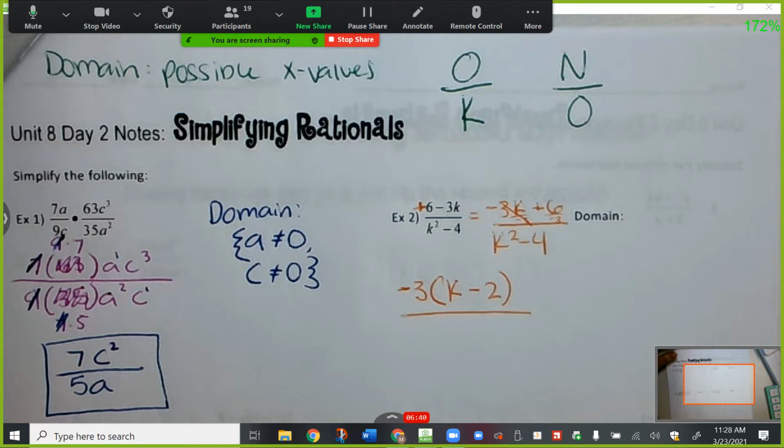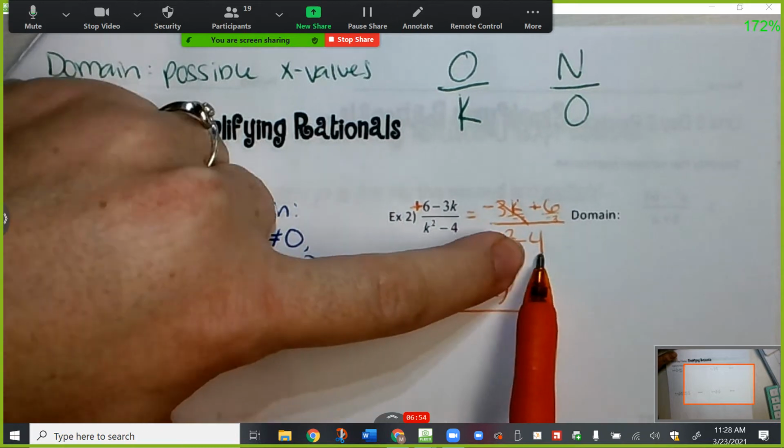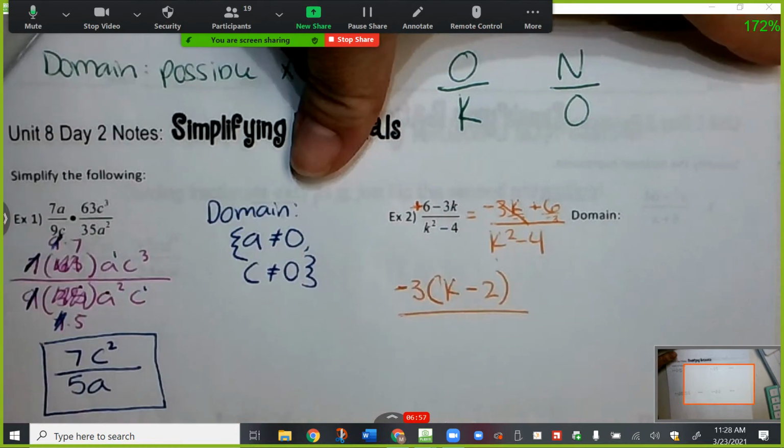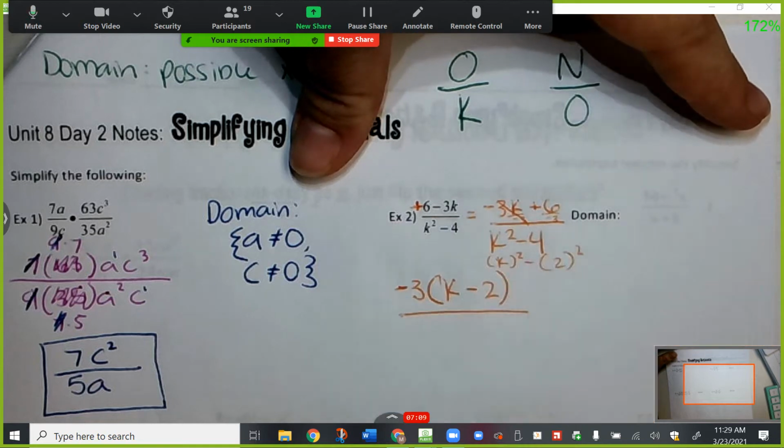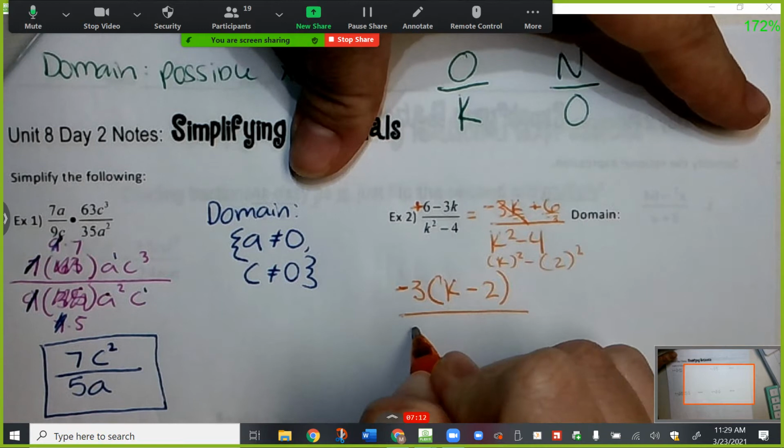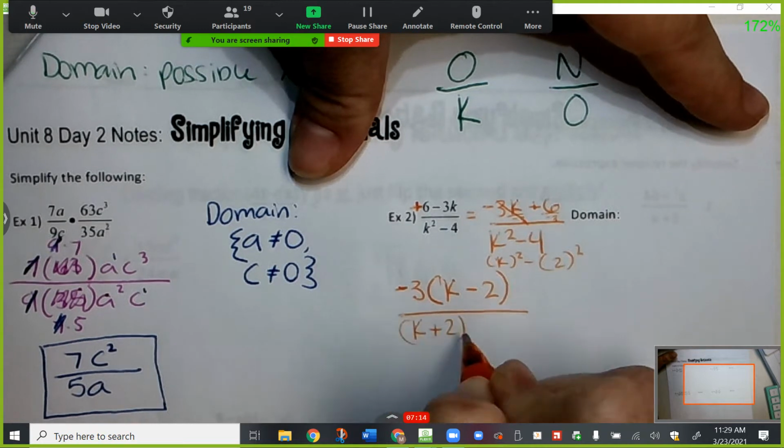Think of all the ways we talked about yesterday. We talked about GCF, we talked about snowflake, we talked about difference of cubes, difference of squares, sum of cubes. It's the difference of squares. Isn't that a perfect square minus a perfect square? K squared is a perfect square because k times k is k squared. 4 is a perfect square because what? 2 times 2. So k squared minus 2 squared. And then remember, that's just a plus b, a minus b. So k plus 2, k minus 2.